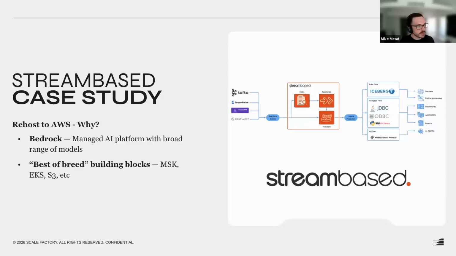The reason for that was they were attracted to Bedrock as a platform for building AI agents, and it made sense for them to relocate their data to sit alongside the agents they were building. There was also experience in the organization with AWS, so they decided it would be better to rebuild bits of their architecture using what they call best of breed building blocks, like Amazon's managed Kafka and EKS. I won't go into all the technical details. Chris will cover that, so that's a spoiler.